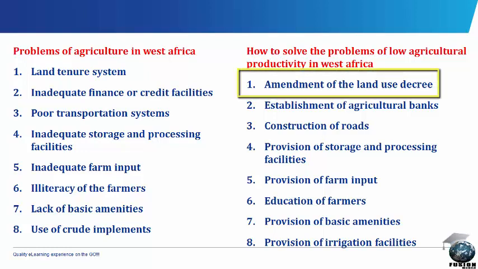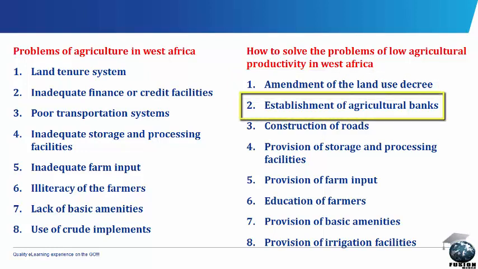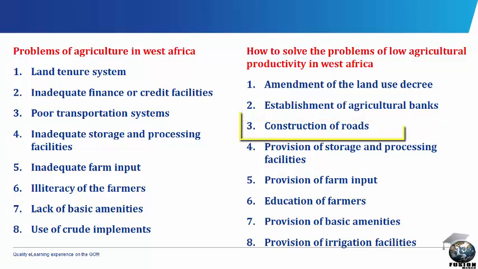Amendment of the Land Use Decree. Amendment of the Land Use Decree of 1978 must be done to enable farmers acquire land for farming. Establishment of agricultural banks. Agricultural banks like the Nigerian Agricultural and Cooperative Bank (NACB) should be established to give loans to farmers at reduced interest rates. Construction of roads. Feeder roads should be constructed to open up the rural areas for agricultural produce marketing.